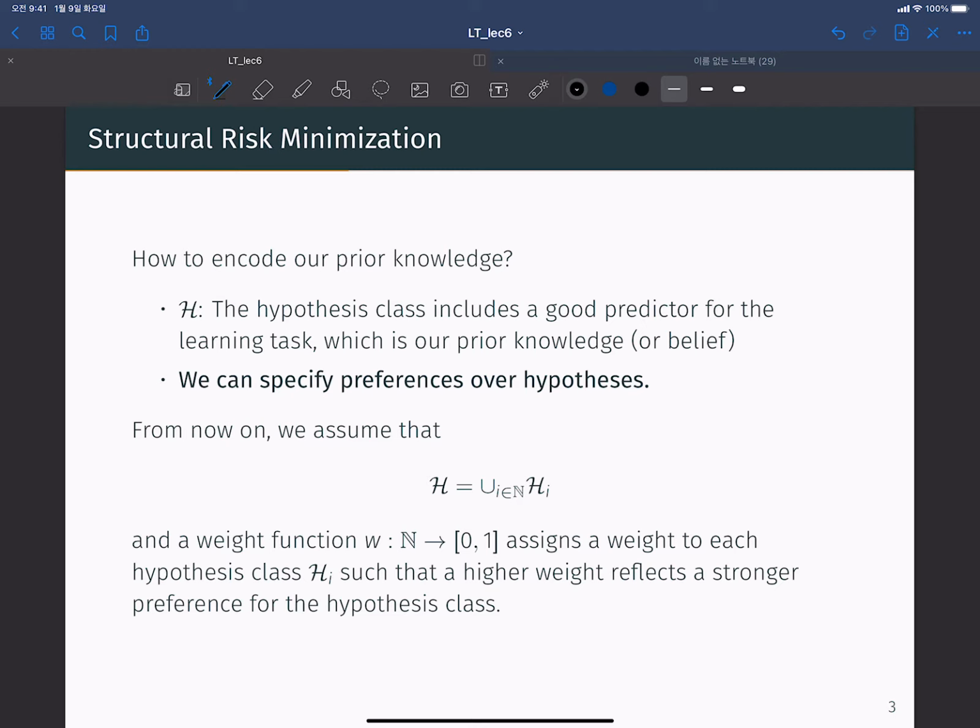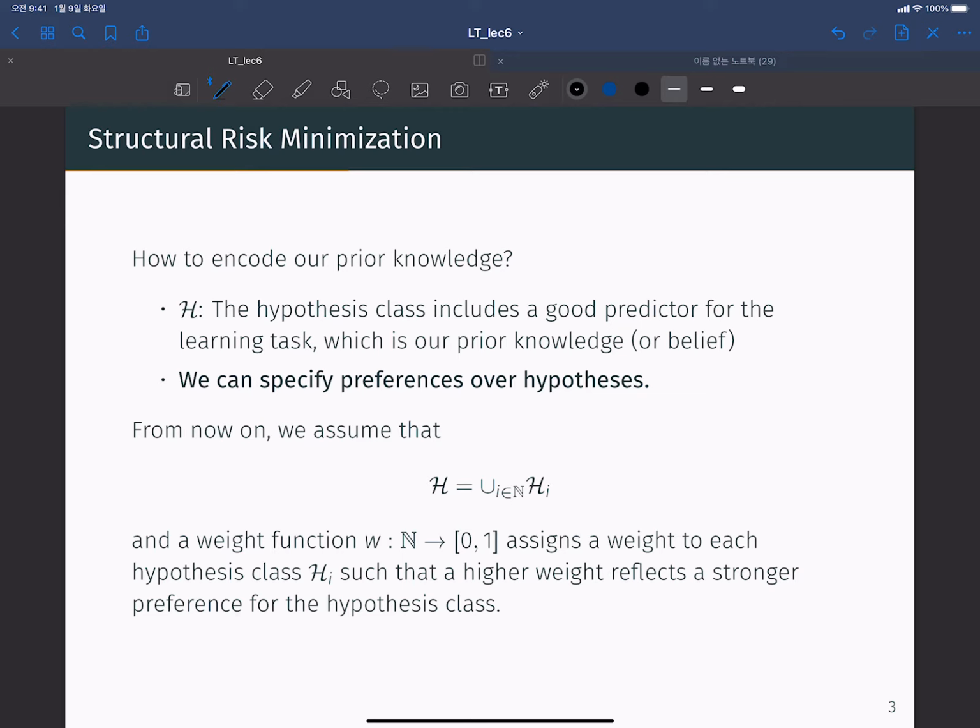So what I just explained for non-uniform learnability, essentially in practice, in many cases we face many different types of hypotheses. Some hypotheses are very simple, some hypotheses are very complicated. So the required number of training samples is very different for different hypotheses. And sometimes we can utilize some prior knowledge on each hypothesis class.